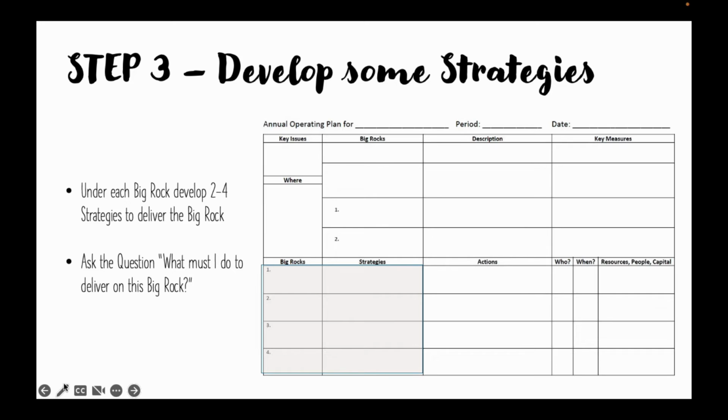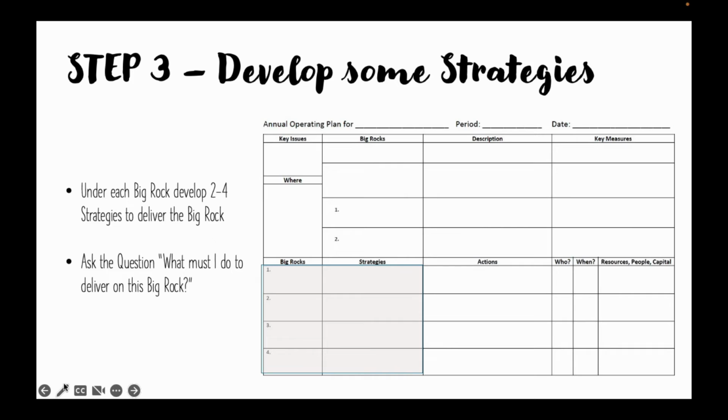So for argument's sake, if our big rock was grow our client base, some of our strategies could be improve our outbound marketing, upgrade our website, develop a better sales process, that style of thing, right? And then under each of those, you'll build some actions, but we'll get to the actions in a minute. But get the strategies mapped out first so you're really clear what they are.